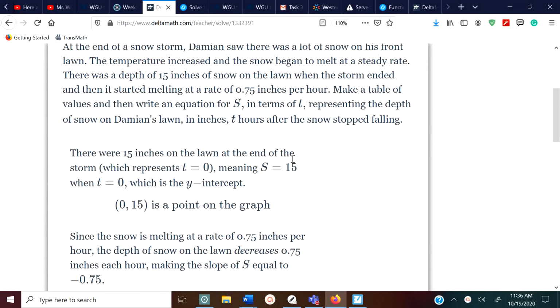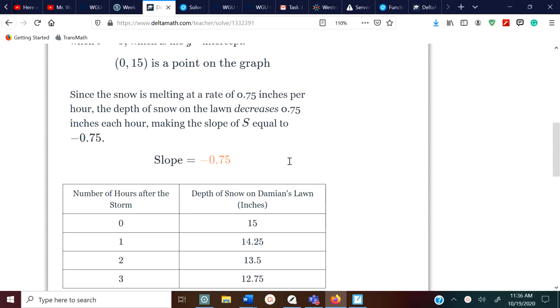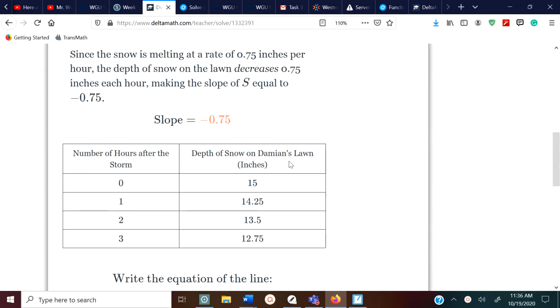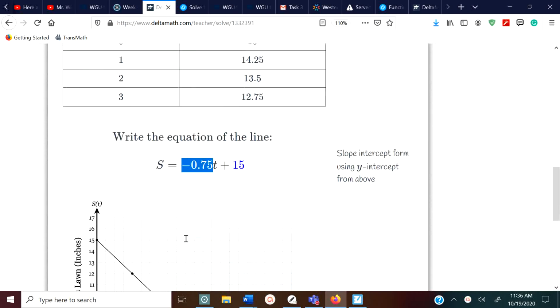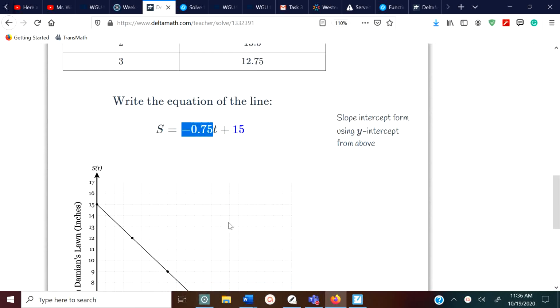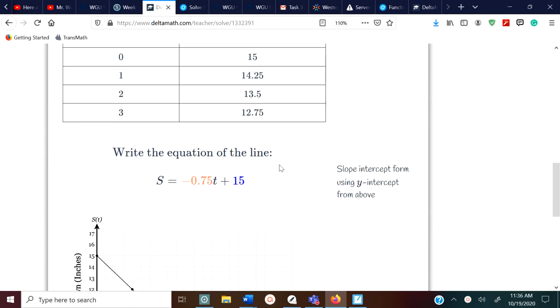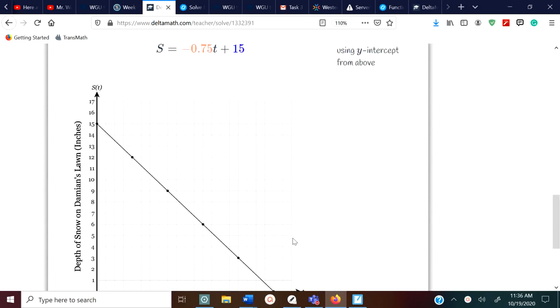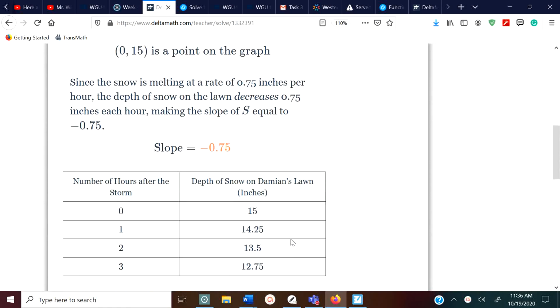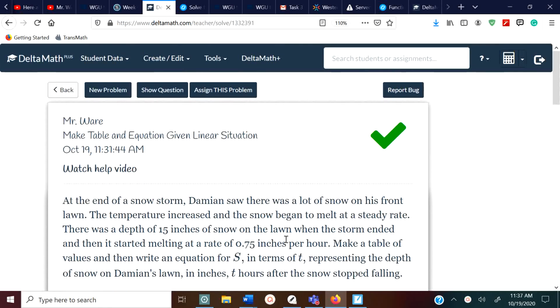Alright, now if you look at this in terms of the slope intercept, they have it like this with the minus in front. So that's why that negative is right here, and that's why you have a declining slope there. Okay? If you look at this table. But that's it. This is how you make a table and equation given a linear situation.